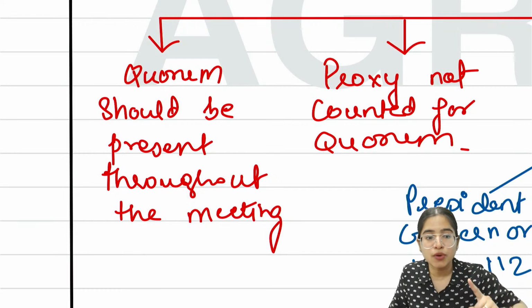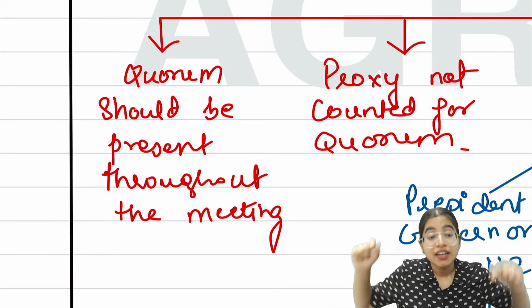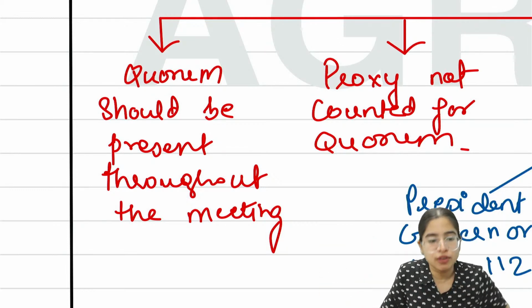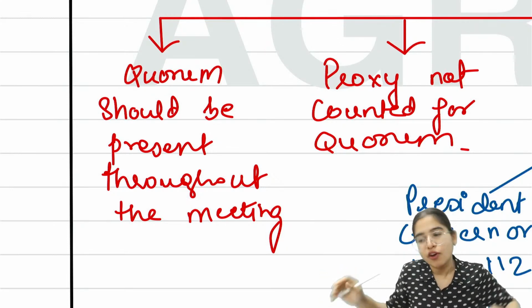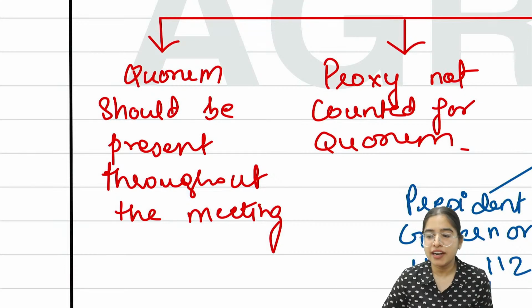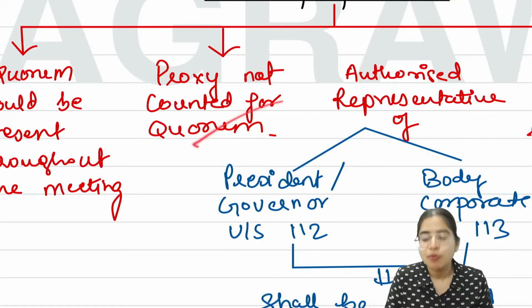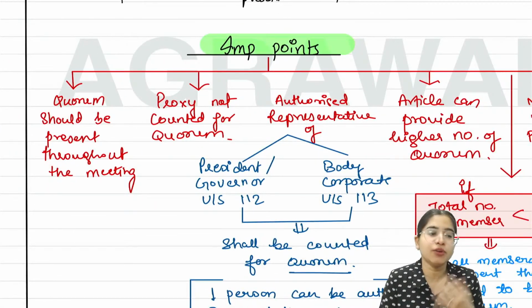I will count as quorum only those persons who are with me till the end. So if you are with me till the end, then only you will be counted for quorum. If you leave in between, or if you just come and give your attendance and then leave, that is not quorum. Quorum should be present throughout the meeting. Proxy is not counted for quorum, that you already know.